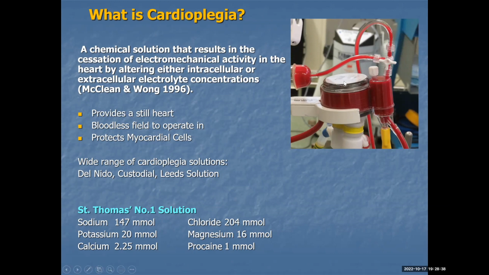Now the main solution of choice in this country is St Thomas's No. 1 solution, and it basically works by preventing repolarization of your resting membrane potential. So it's got a lot of potassium in it. It fluxes in, if you like, and it prevents this repolarization of the heart cells. There are plenty of other solutions on the market. Some are more common in other countries. There's Del Nido and Custodiol, where you give one shot, and there are some benefits. But the predominant one, and the one that seems to work well, is the St Thomas's No. 1 solution.